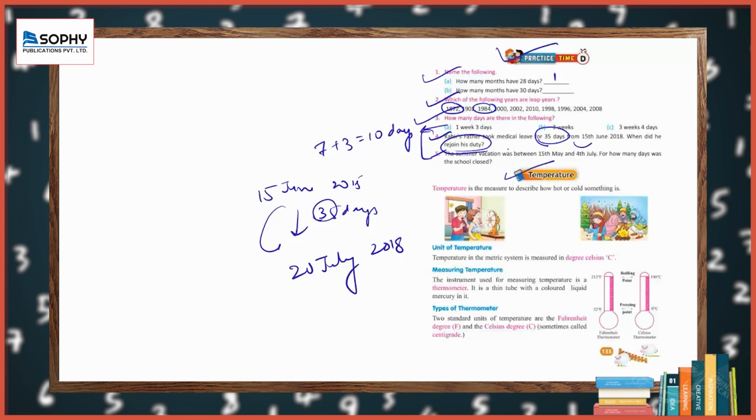Next is temperature, students. Temperature is a measure to describe how hot or cold something is. Temperature in the metric system is measured in degrees Celsius. The instrument used for measuring temperature is a thermometer. It is a thin tube with the colored liquid mercury in it. There are 2 standard units of temperature: Fahrenheit degree and Celsius degree, sometimes called centigrade.